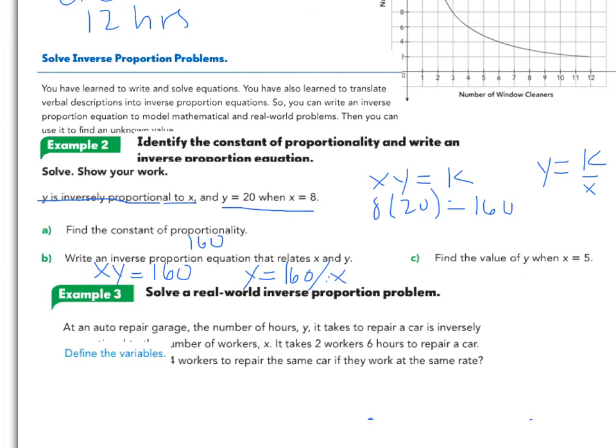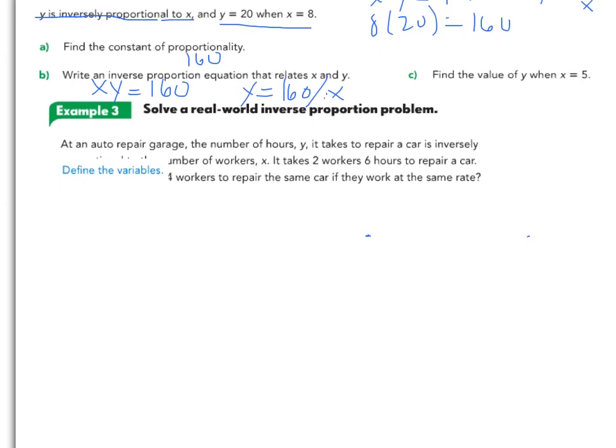Okay? So the last one, number 3, I'm going to read it for you, and then I'm going to have you try it on your own. It says, at an auto repair garage, the number of hours y it takes to repair a car is inversely proportional to the number of workers x. Okay? It takes 2 workers 6 hours to repair a car. How long will it take 4 workers to repair the same car if they work at the same rate?